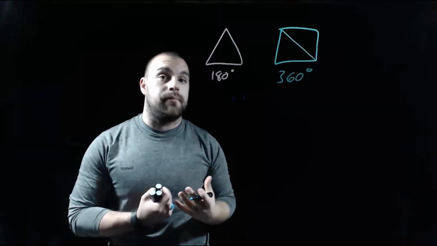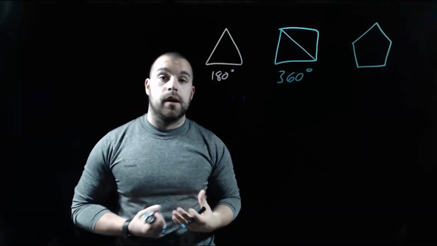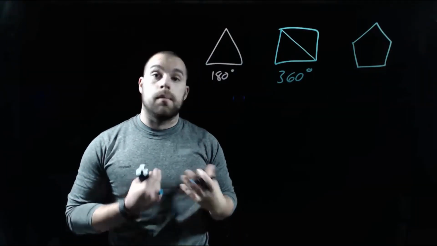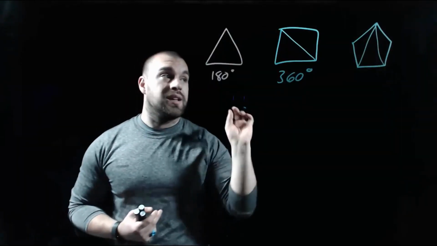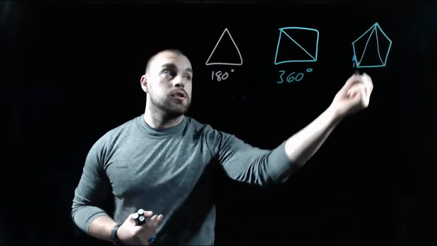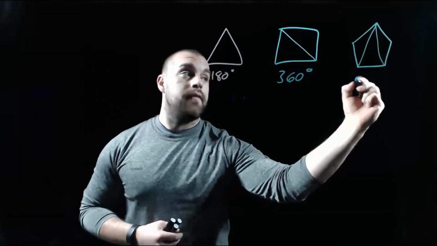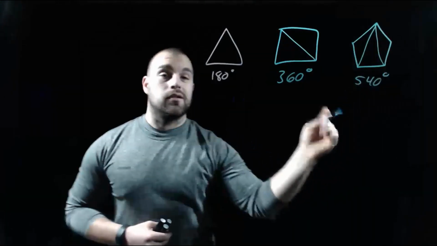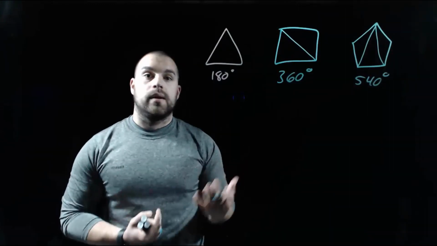Now let's take that a next step further for a pentagon. I'm going to split this pentagon up into a bunch of triangles again. With a pentagon, we can split that into three triangles. So we've got 180, 180, and 180. Well, if we add all those together, we should get 540 degrees. So the angles inside of a pentagon add up to 540 degrees. What if we did a hexagon?